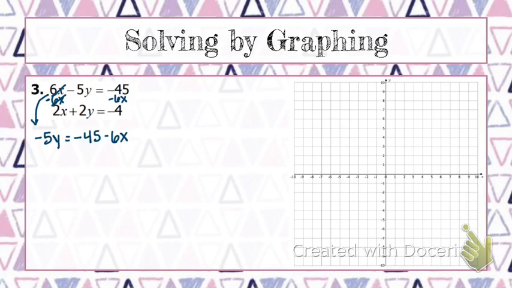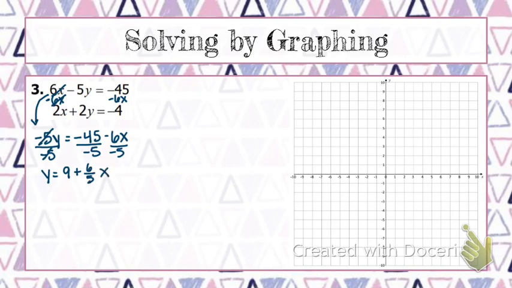Now, we want y to be by itself. So it's being multiplied by negative 5. That means we need to divide every single term by negative 5. And that's going to leave us, negative 5 over negative 5 is 1, and 1y just equals y. Negative 45 over negative 5 is positive 9. And then negative 6x divided by negative 5 is positive 6/5 x.